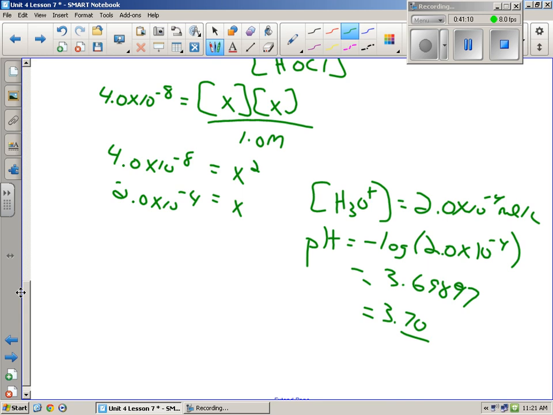Okay? So that obviously works a lot better, a lot easier. But we have to keep in mind that that's really what's taking place here, right? At equilibrium, that HOCl acid is not 1 molar. It's a little bit less. It's about 2.0 times 10 to the negative 4 less, roughly. So just keep that in mind.